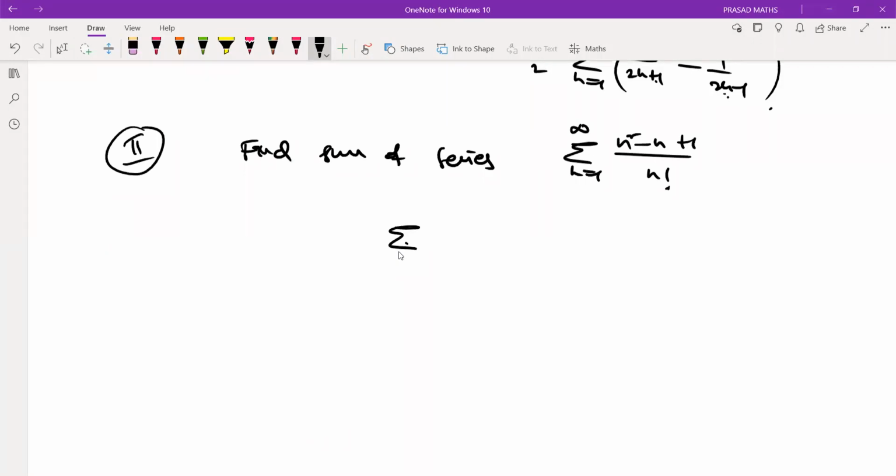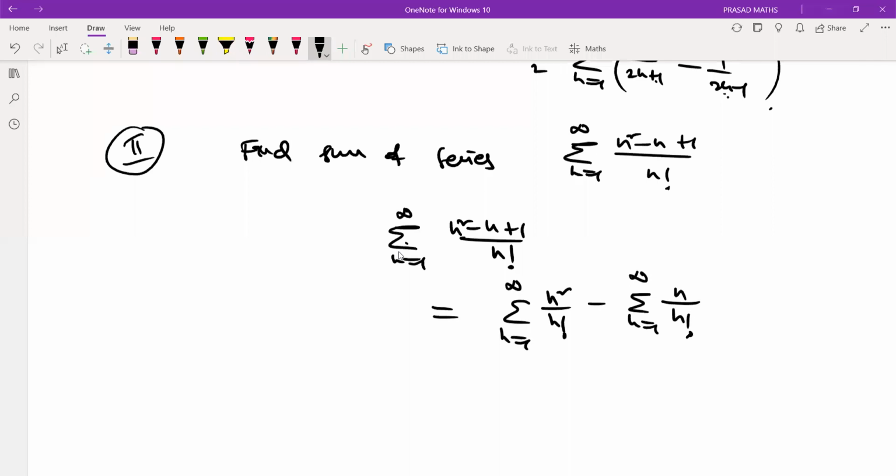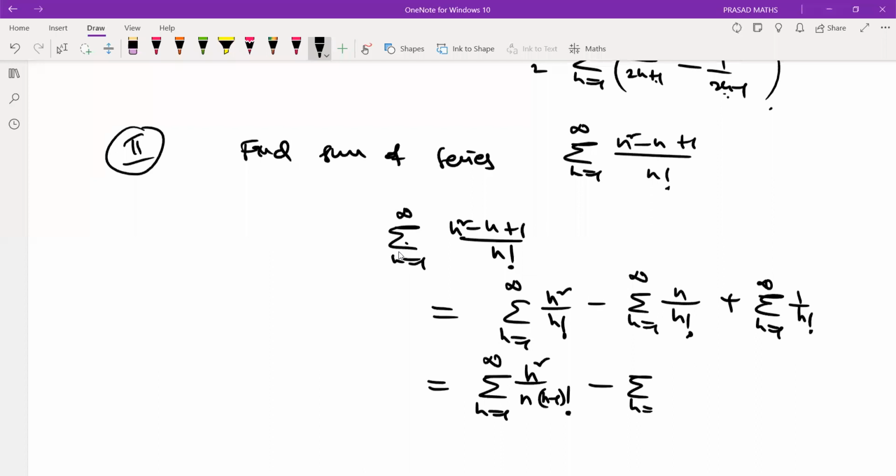So what do we do generally? Summation n equals 1 to infinity of n² - n + 1 by factorial n. This is exactly summation n equals 1 to infinity. So split into fractions. Right, so what is this exactly, n equals 1 to infinity 1 by n², which can be written as n into n - 1 factorial. This is summation n equals 1 to infinity, n into n - 1 factorial. This as it is, keep it as it is.